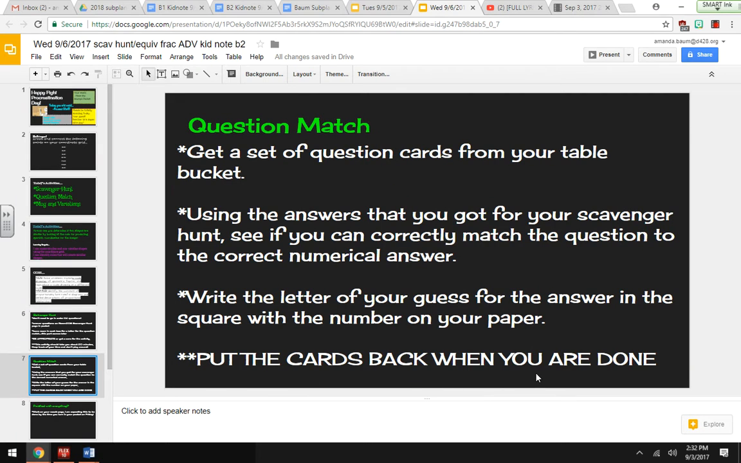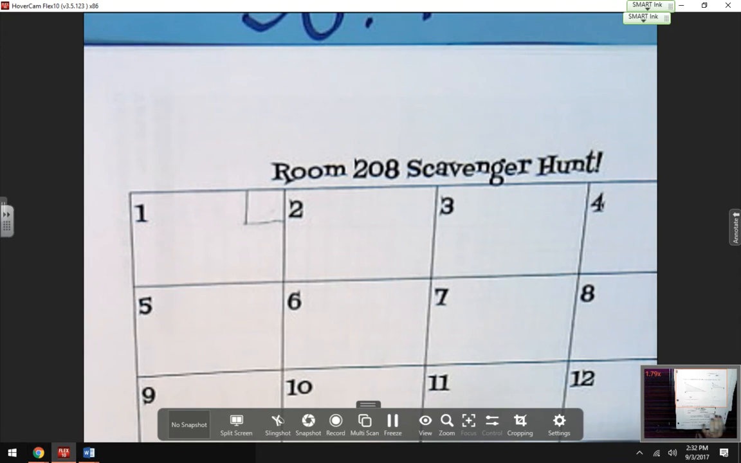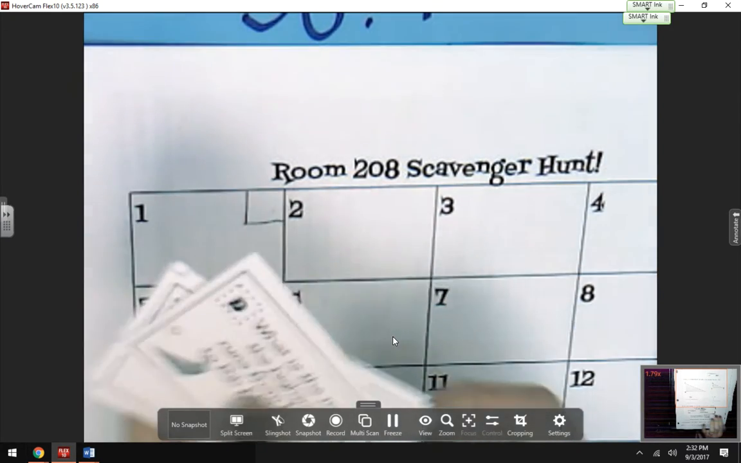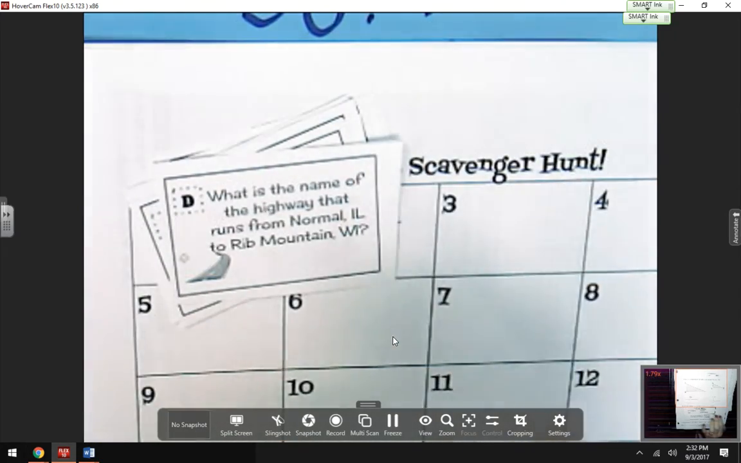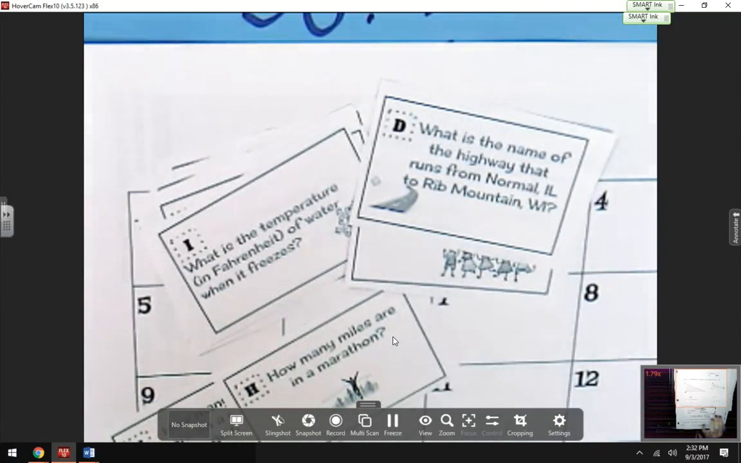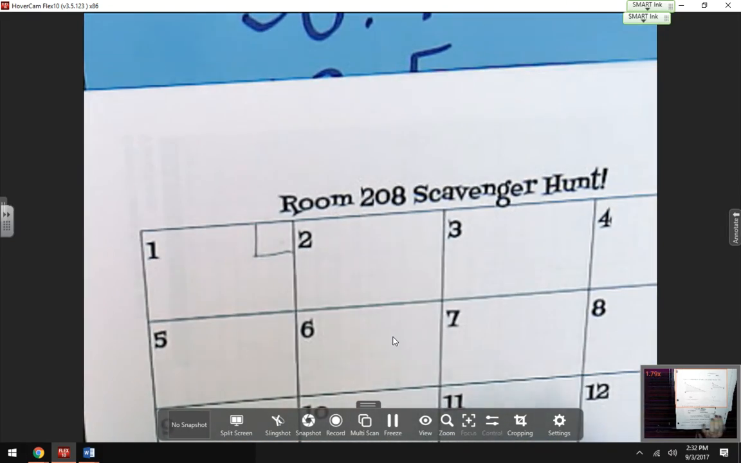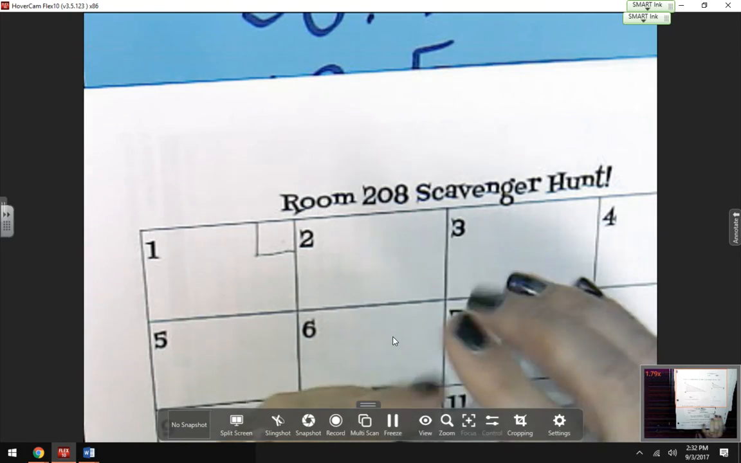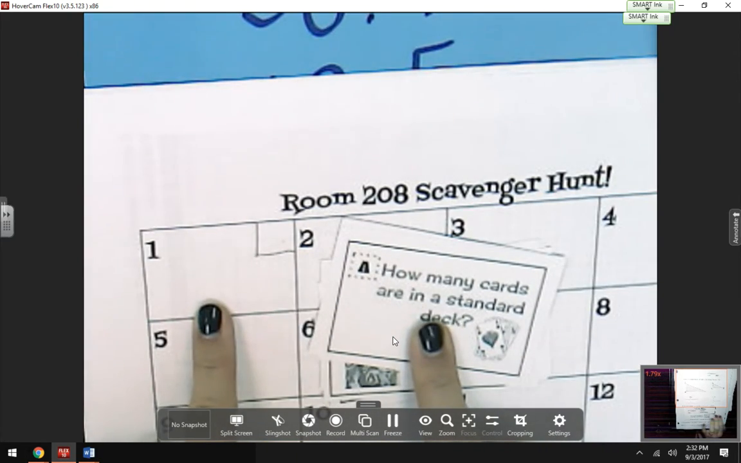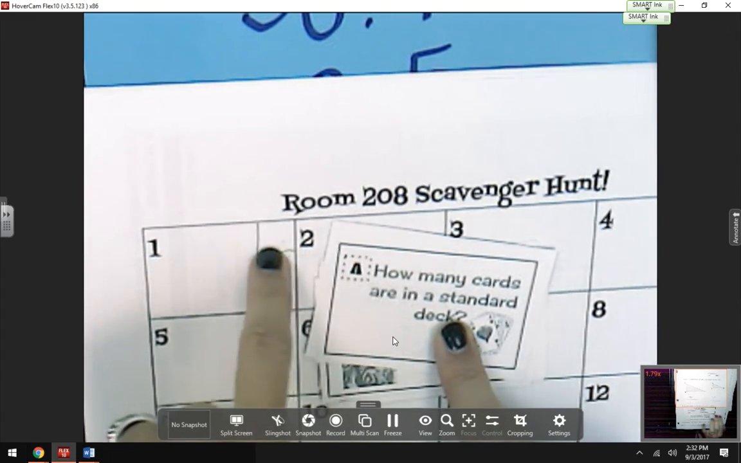Okay, speaking of question match, in your table buckets, there's going to be a set of questions that the answers are the numerical answers that you got from your scavenger hunt. So each of those numbers is designed to answer a specific question about our procedures, just kind of like trivia, or about me. So the questions look like this. So what you're going to do is let's say you solve this first, after you're looking at all of your answers, you're looking at the answer that you got for question number 1. Let's say you think that answer is how many cards are in a standard deck. You're going to put letter A right here.